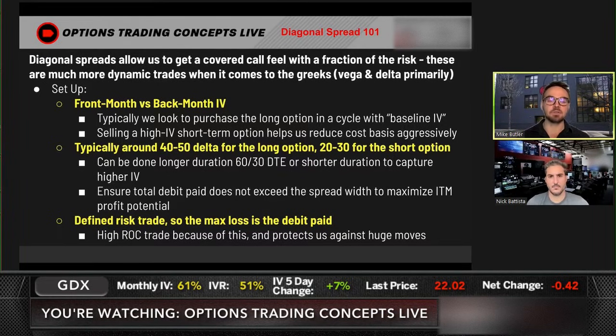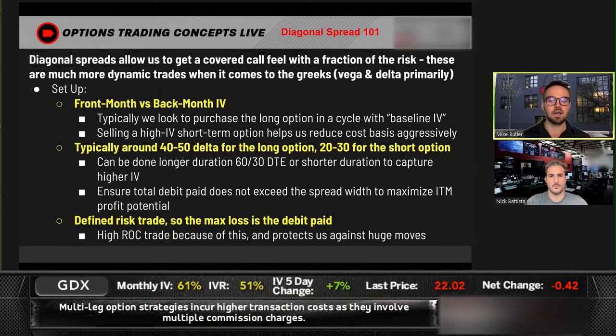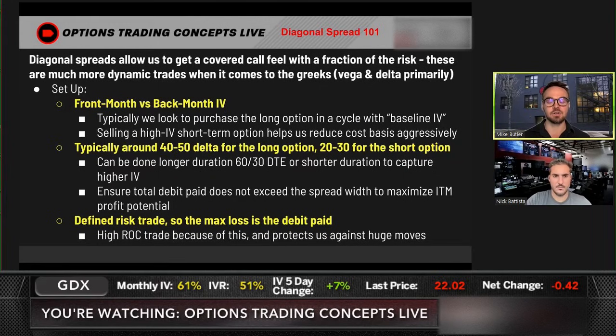Diagonal spreads are absolutely more dynamic trades when it comes to the Greeks, if you're comparing this to a covered call or a covered put, where you're actually buying 100 shares or shorting 100 shares. And that's because you have a variable Greek nature to the long option instead of just the short option, since shares of stock do not have varying vega and theta numbers because it's just delta.